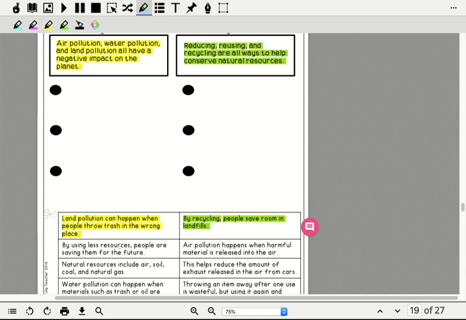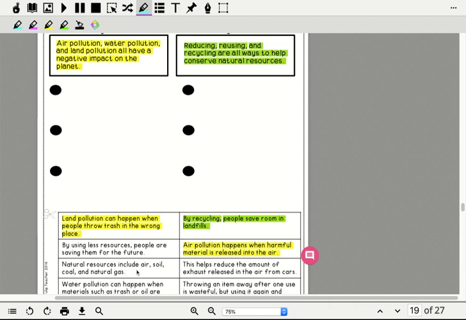This next one, by using less resources, people are saving them for the future. This one would go over because this is the one that talks about saving resources. However, it doesn't directly talk about reducing, reusing, or recycling. So we're just going to wait on that for right now. This one says air pollution happens when harmful material is released into the air. Okay, this one goes with this air pollution over here.